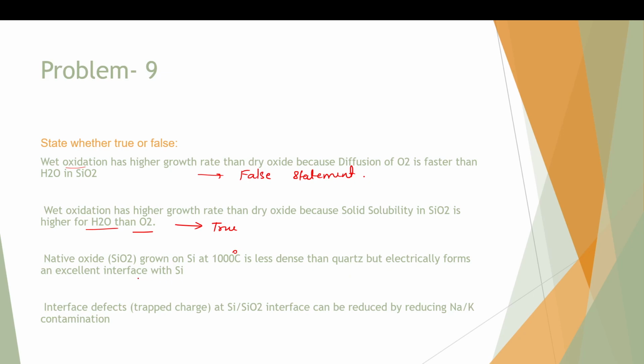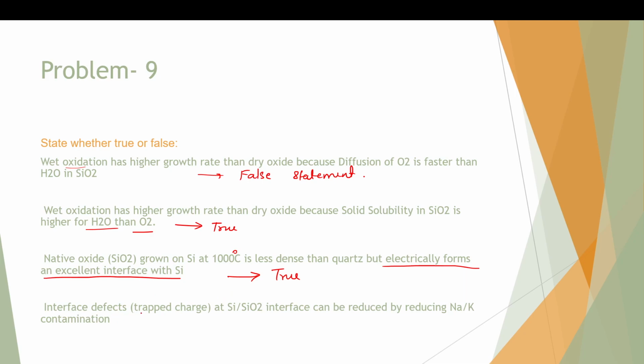But it electrically forms an excellent interface with silicon, and that is also true, and that's the reason why silicon is so popular, because of the native oxide properties. Even though it is amorphous, it still forms a very good interface in terms of defect densities and even electrically. So this statement is in fact true, and that's one of the main reasons why silicon is so popular for fabrication processes.